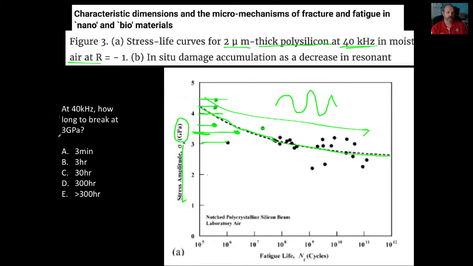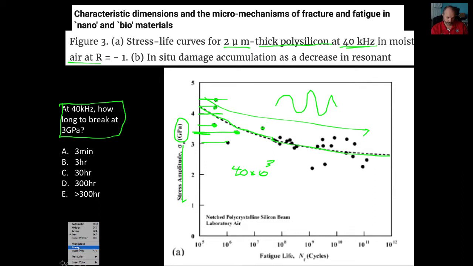So the question here is, apply this graph to an actual problem you may have. I got all this data from my technician, and I'm an engineer, and I want to know how long it will take to break if I run it at 3 gigapascals and at 40 kilohertz. So, 40 kilohertz is 40 times 10 to the third cycles per second.